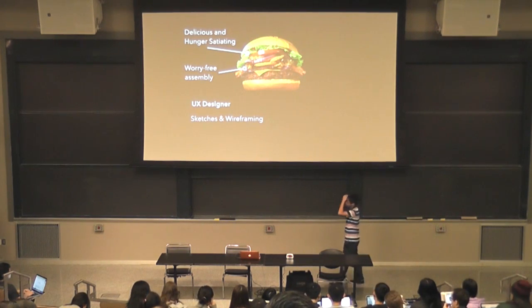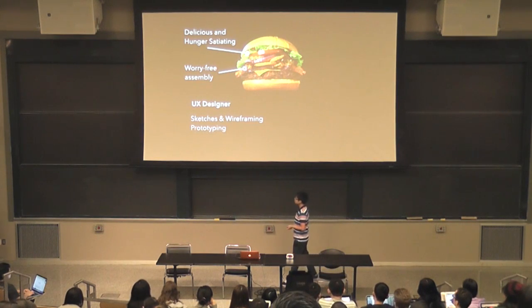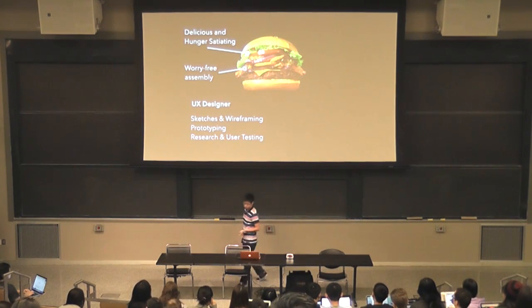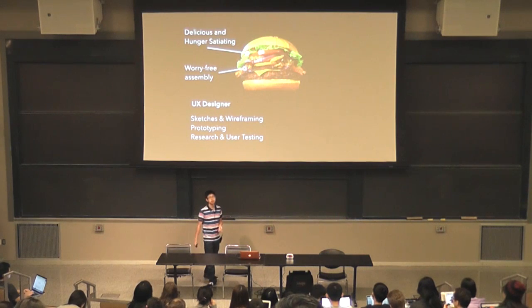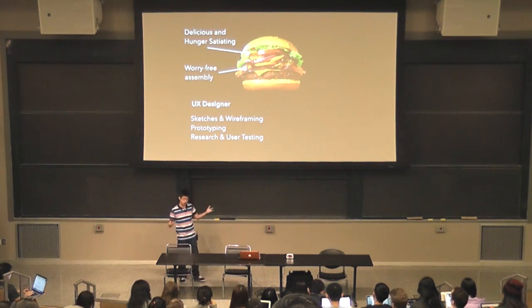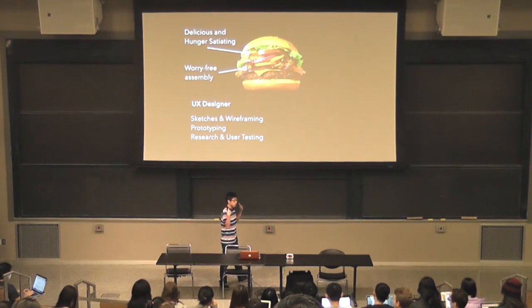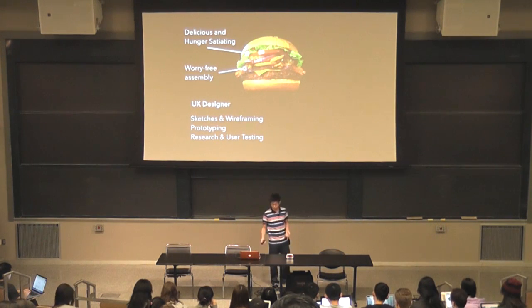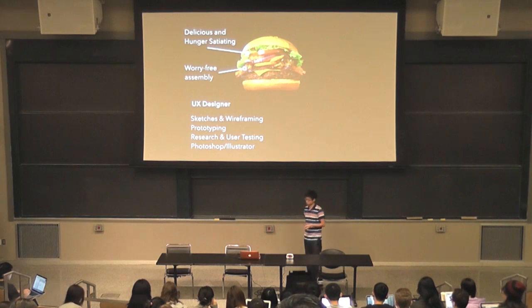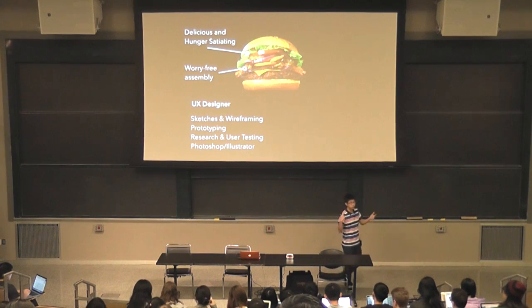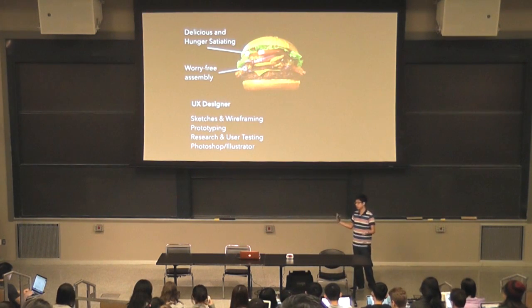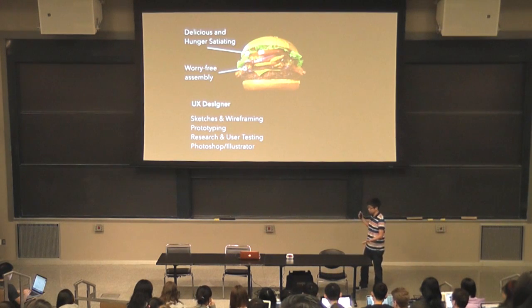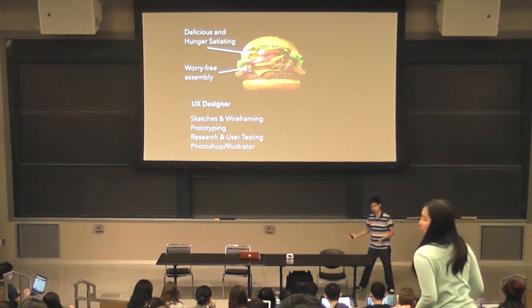Things that they do might include sketching and wireframing, prototyping, research and user testing. So again, with both burgers and websites or designs, they might carry out a lot of different tests, try it on different people, see how they respond. And tools they might use include Photoshop and Illustrator, so drawing up mock-ups, presenting their ideas in a way that all the developers and everyone else can understand.